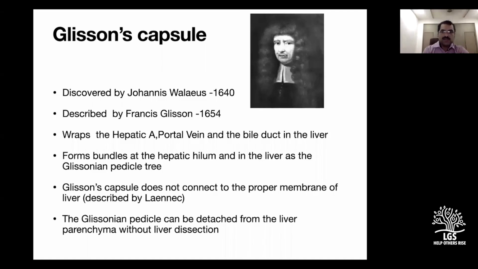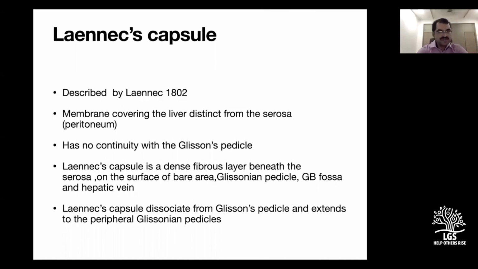So the Glisson's capsule does not connect to the proper membrane of the liver. There is a separate membrane which actually covers the liver. That is called the Laennec capsule. So the Glisson's capsule can be separated from the liver parenchyma because of this second layer. That's called the Laennec capsule, described by Laennec in 1802. It's a membrane covering the liver distinct from the serosa. So it has no continuity with the Glisson pedicle.